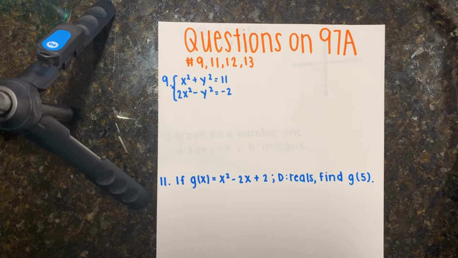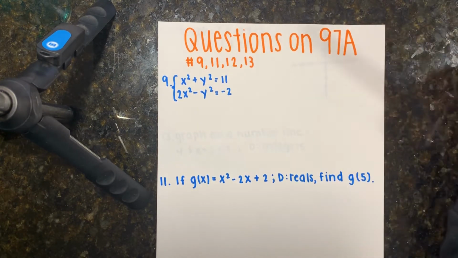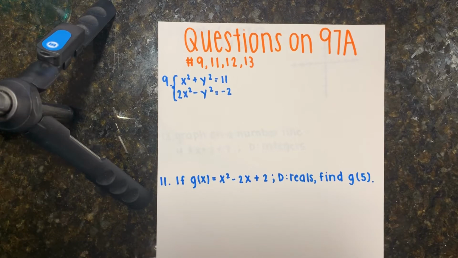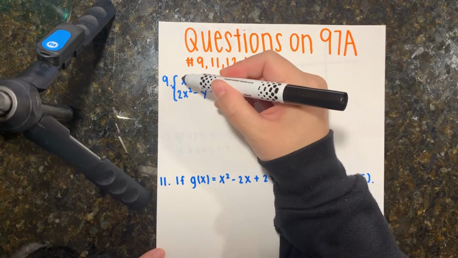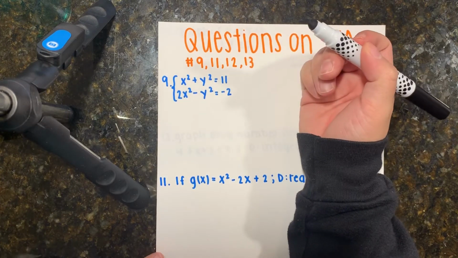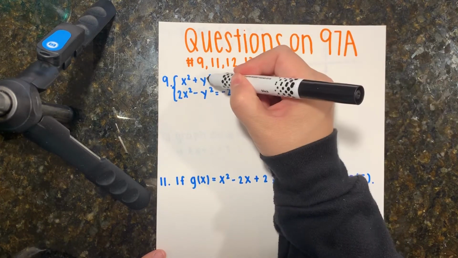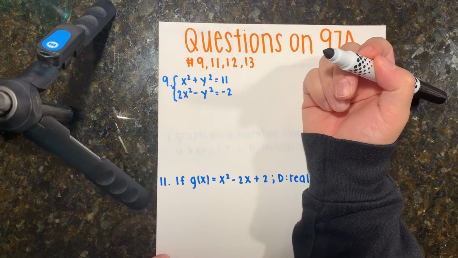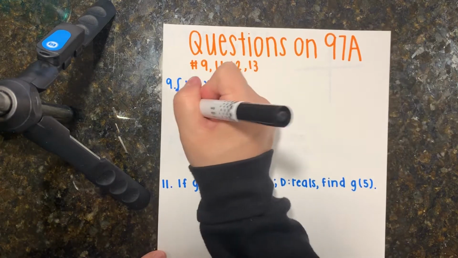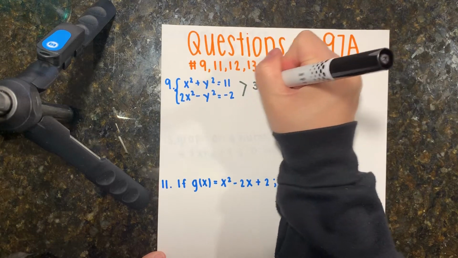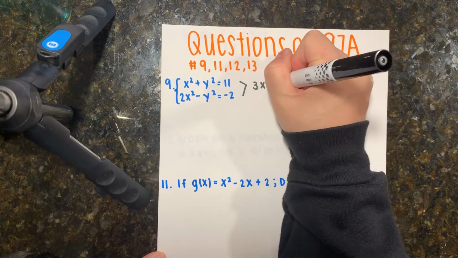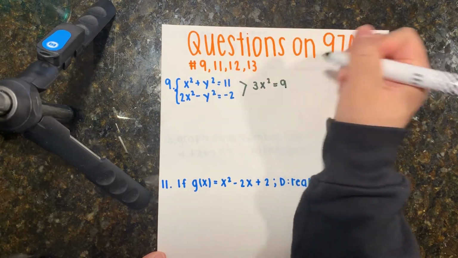The only problems we're going to be going over today are numbers 9, 11, 12, and 13. So the first thing that we're going to do on number 9 is you recognize that they all are x squared and y squared. So we can actually do elimination because we have positive y squared and negative y squared there. So if I add these two equations together, I'm going to get 3x squared equals 9.